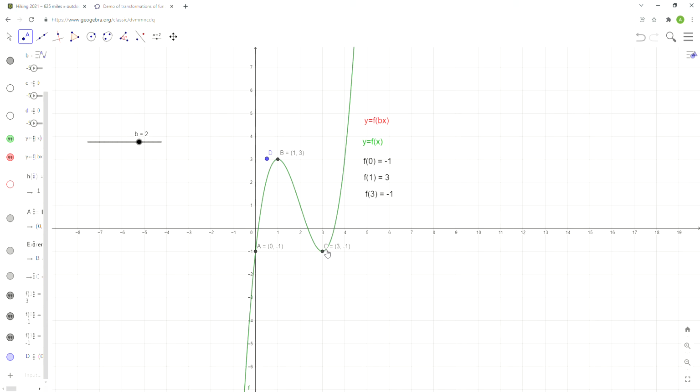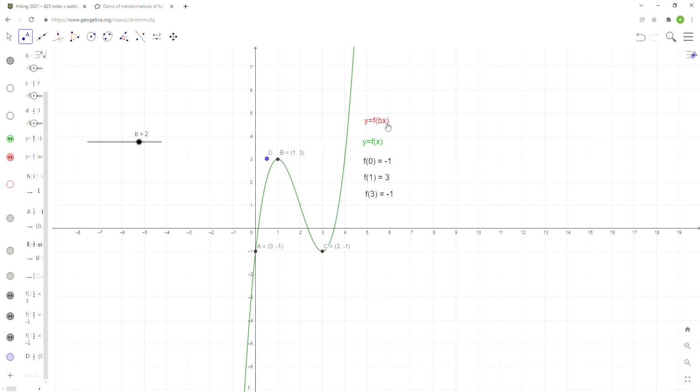Let's have a think about this point here. We know from our original graph that f of 3 is minus 1. So in order to get this trough, this minimum turning point here, we need to put 3 into the function. Well, we've got f of b times x. So we've got f of 2 times x, but we want this 2 times x to be equal to 3.